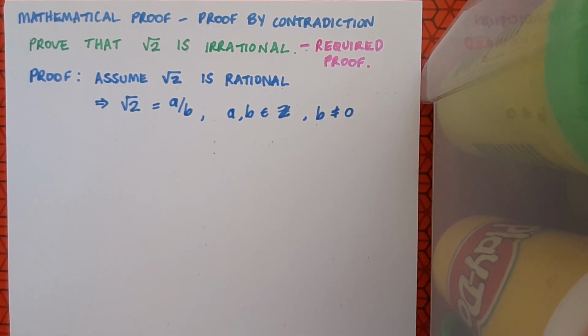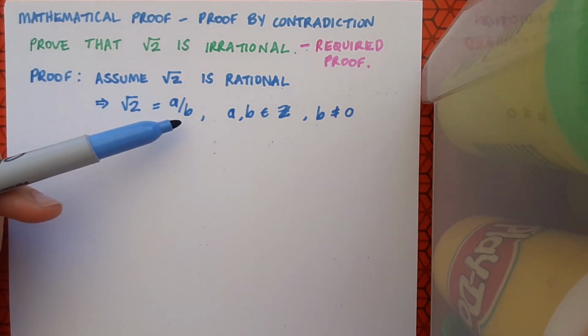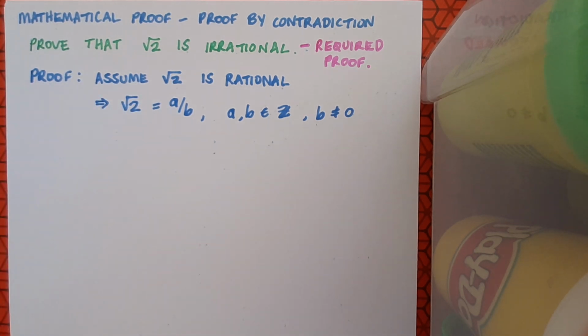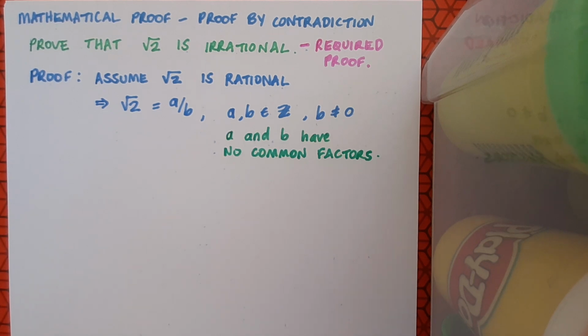If that's the case, it means that we're able to write root 2 as a over b, where a and b are integers and b is not 0. It's important to realise at this stage that this a over b, the form for rational numbers, assumes that a and b have no common factors, so that this is as cancelled down as this fraction can get. This is a really important part of our proof, so it's really important to include it as part of our statement at this stage.